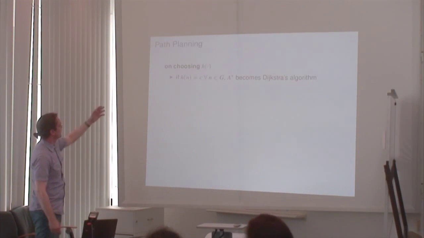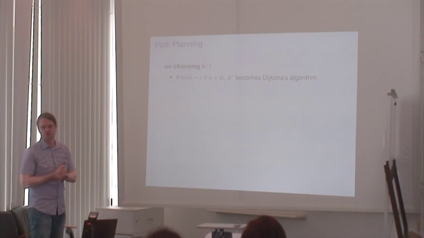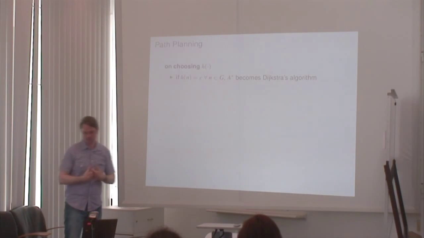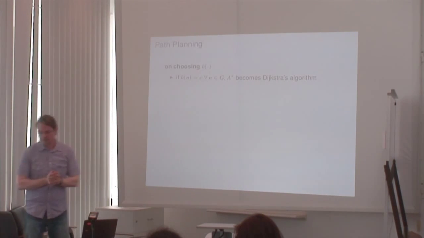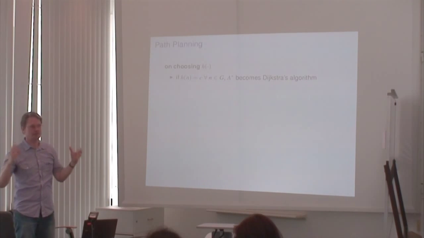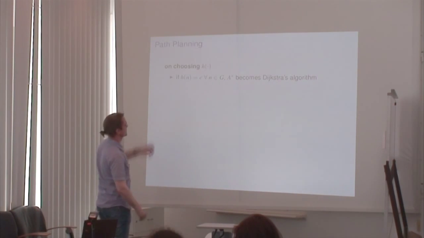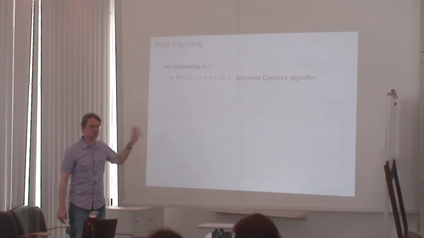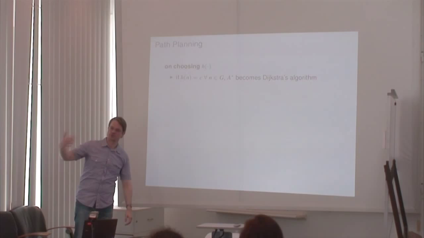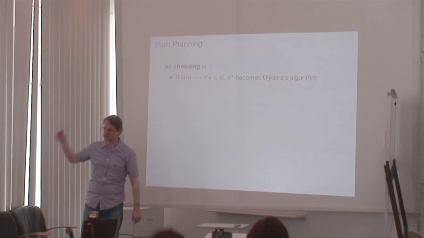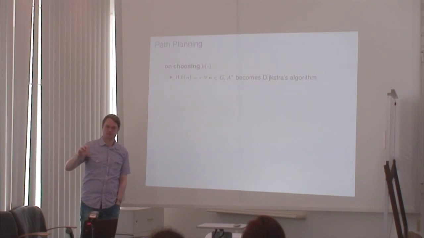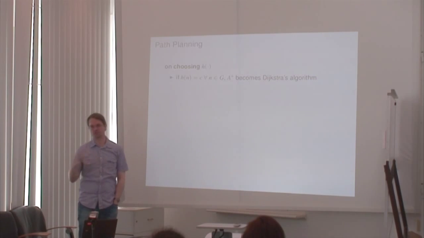Now, how can we choose this heuristic function, this estimation function H? First of all, if we do not choose it at all, but set it to some constant value, for instance 0, but it can be any other constant. But if we set it to 0, then it's obvious that A star is Dijkstra. Because then the selection of the node to be expanded further is purely based on the cost of the path traveled so far. And that is what Dijkstra is.